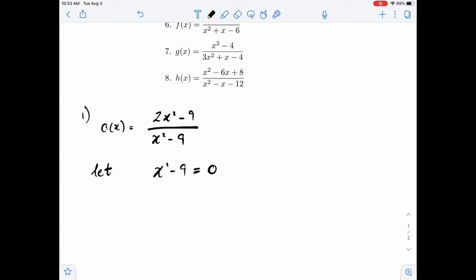All right, and so now you've got a relatively straightforward equation here to solve. What would I do? Well, I would add 9 to both sides. I would have x squared is therefore equal to 9.